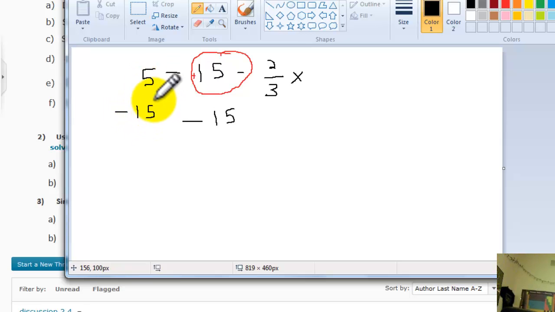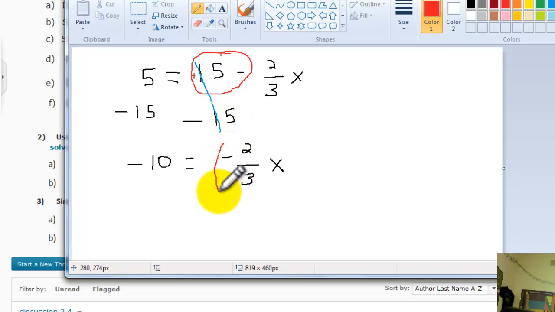So 5 minus 15 then is minus 10. This goes away, and then you have, and this little negative stuff will all balance out in the end, negative 2/3 x. So again, because this is the coefficient, we divide both sides by negative 2/3. But we don't have to go through that step. We can multiply by the flip. Okay, as I was just showing in the last problem. So we're going to multiply by negative 3/2.